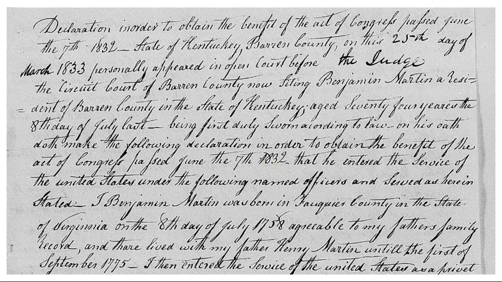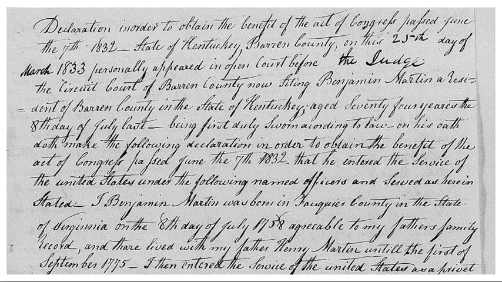What's great about this, if you've not used this, look how he starts out. "I, Benjamin Martin, was born in Fauquier County in the state of Virginia on the 8th day of July, 1758, agreeable to my father's family record, and there lived with my father, Henry Martin, until the 1st of September, 1775." What great genealogical information we can obtain.